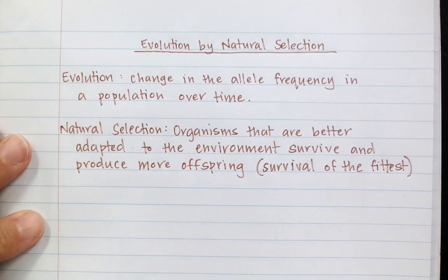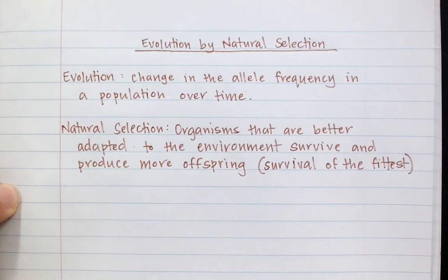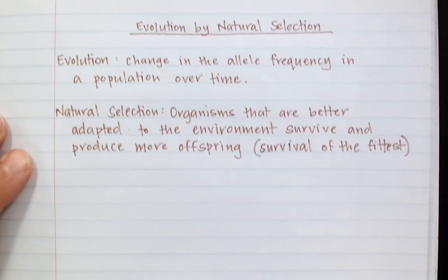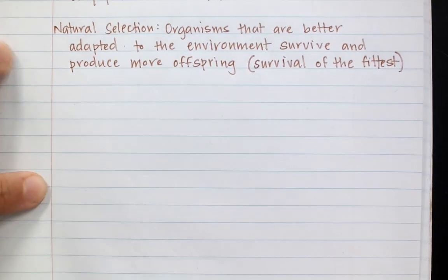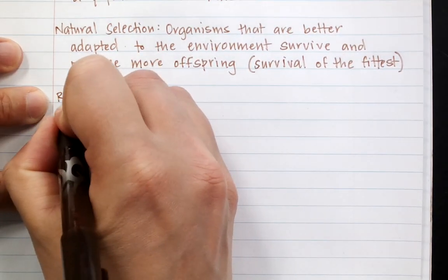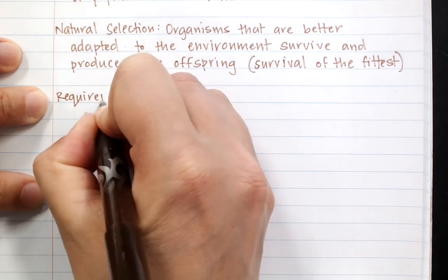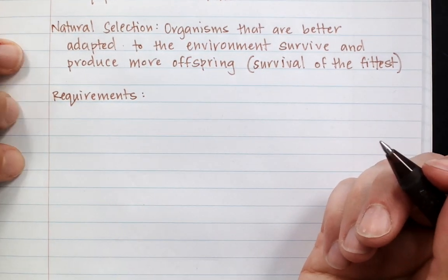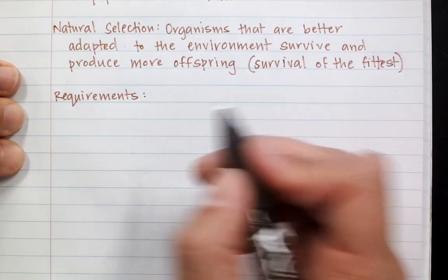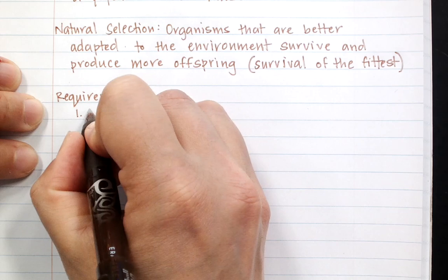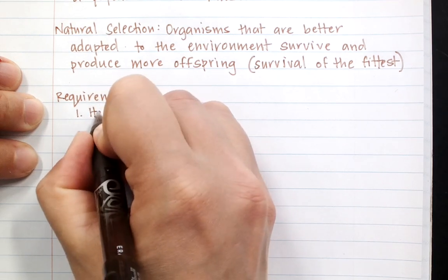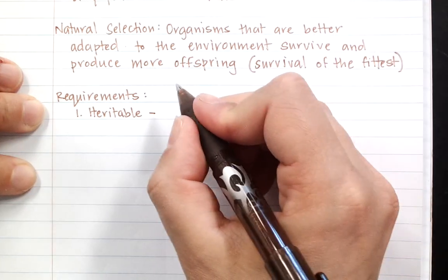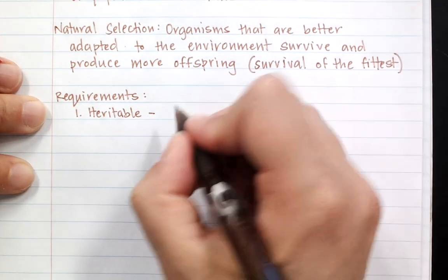Okay, let's talk about our requirements here. So in order for us to have natural selection resulting in evolution, resulting in a change in our population, we have to hit some requirements. And you're going to be doing some CERs for this unit. So make sure in your CERs that you're including all of these requirements. Requirement number 1, the trait has to be heritable. And so that means that you have to get the trait from your parents through your genes.